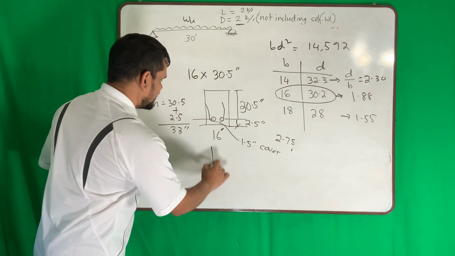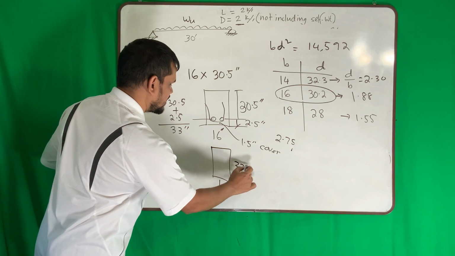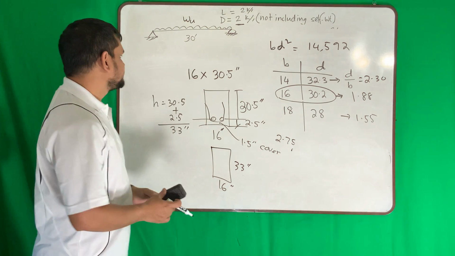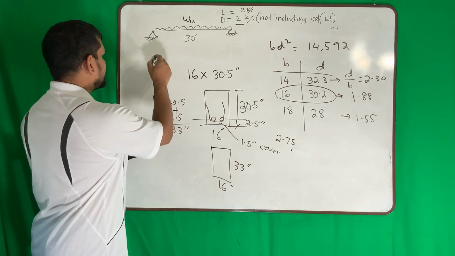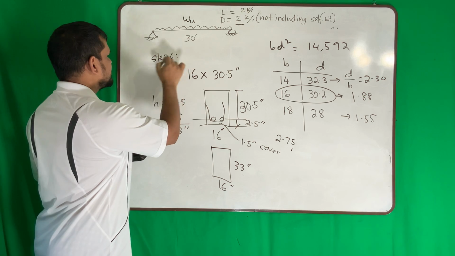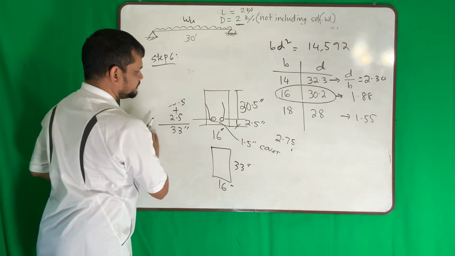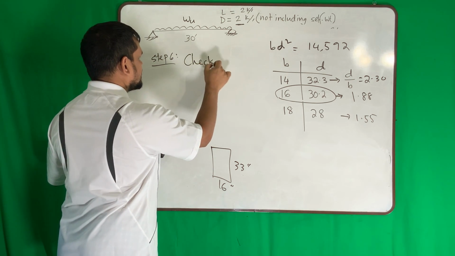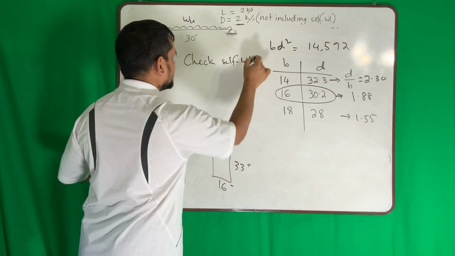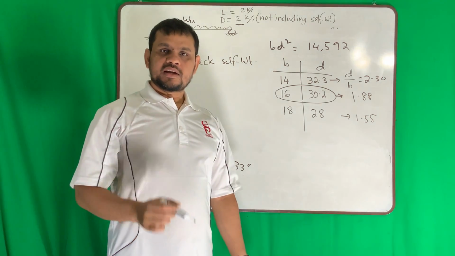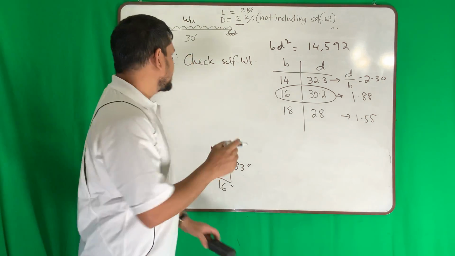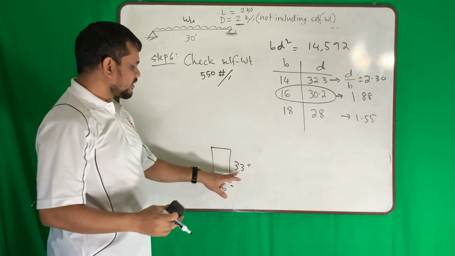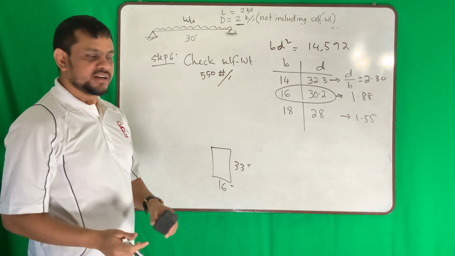So my beam is actually 16 by 33 inch beam. Once you finalize this, I forgot which step number it was, most probably 5, then 6. What is 6? Check self weight. Can you remember at step number 1 we assumed self weight 550 pound per feet. Now what is the self weight of this? We have to check it.